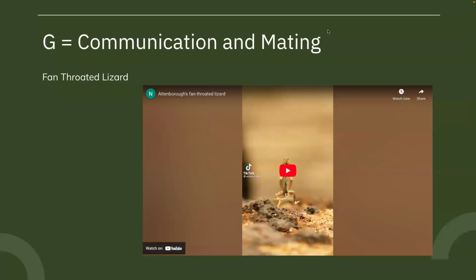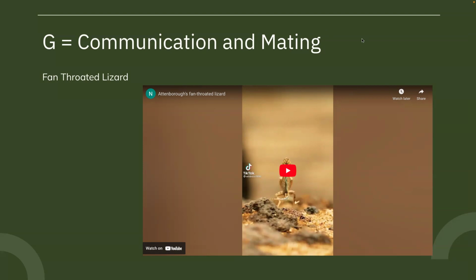Continuing on with communication and mating, this is the fan-throated lizard, another video you should go watch. This guy extends their throat fan and bobs their head to attract their mates. The bigger and brighter the fan they have, the more likely they are to get a mate.